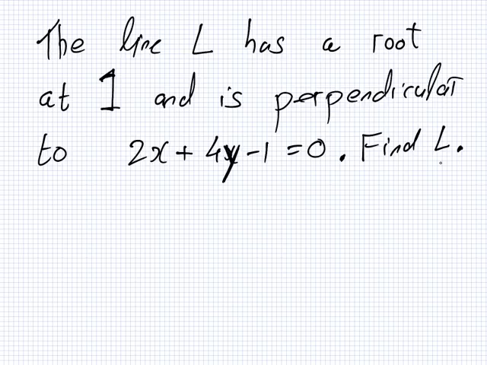Well, we have a lot of word problems. They do come up sometimes. Okay. Try this for 1 or 2 minutes and then I'll do it. So the line L has a root at 1. You all remember the word root from yesterday? On the x. Yes, that's it. And is perpendicular to 2x plus 4y minus 1. So find L.